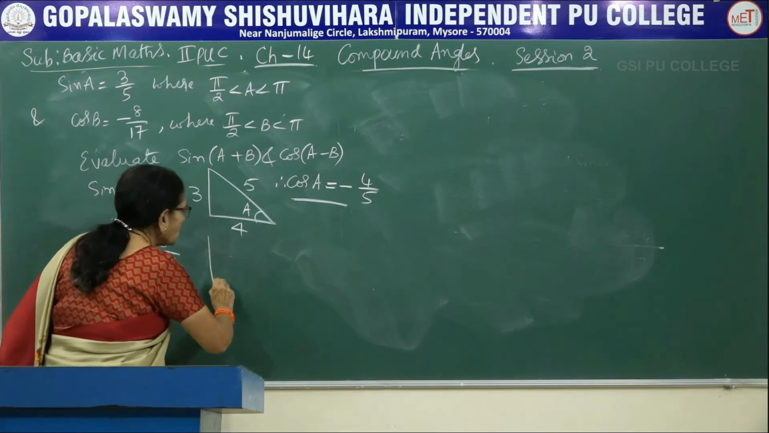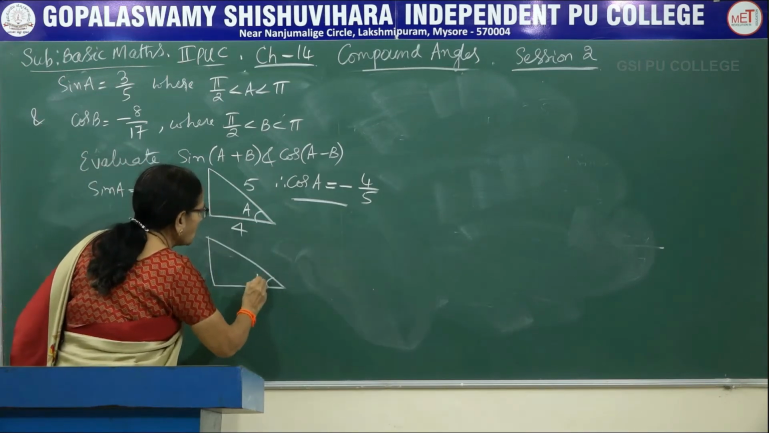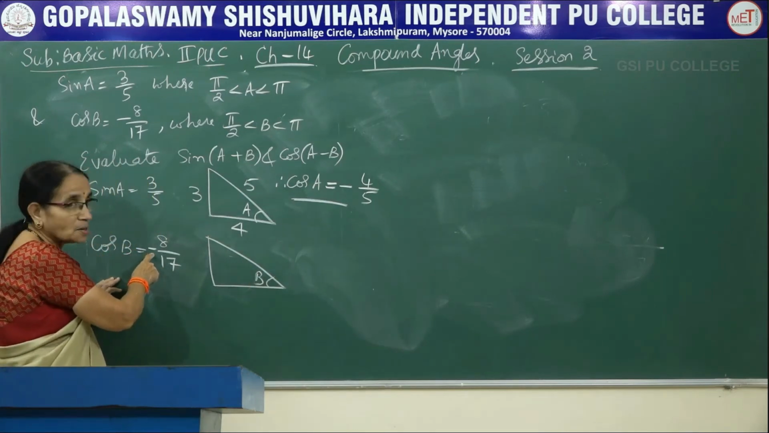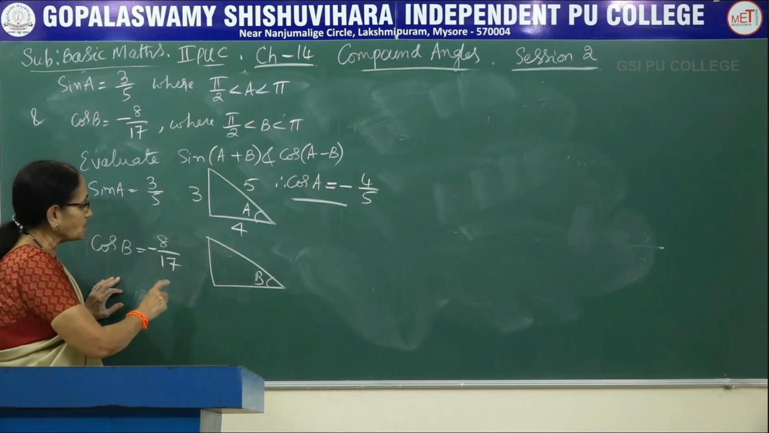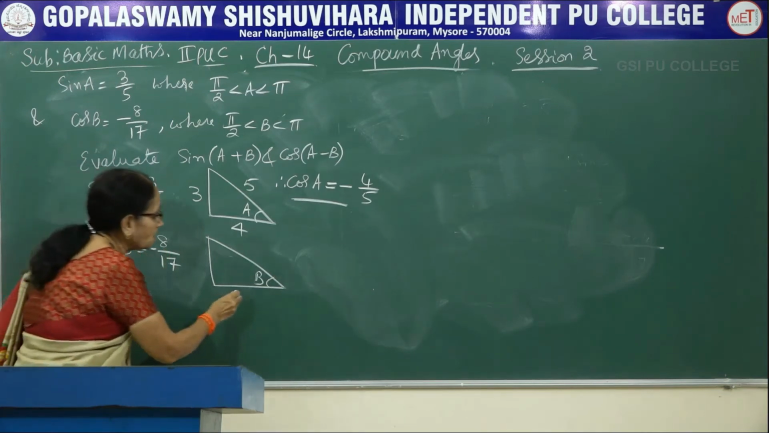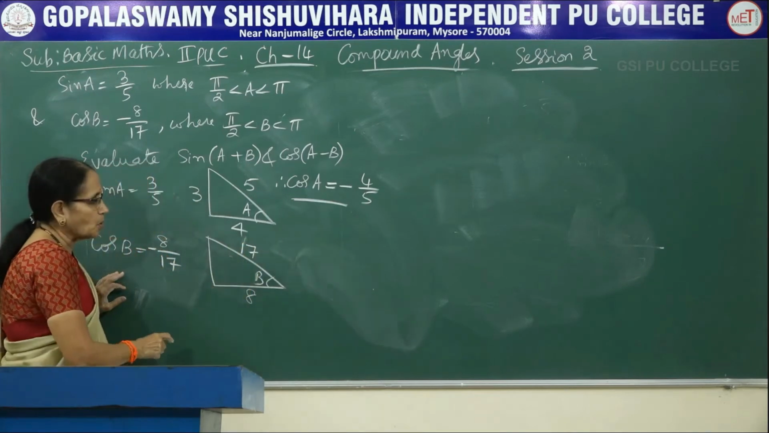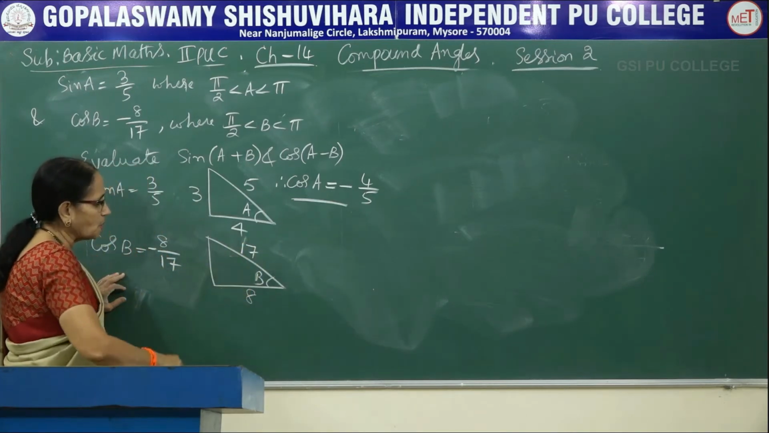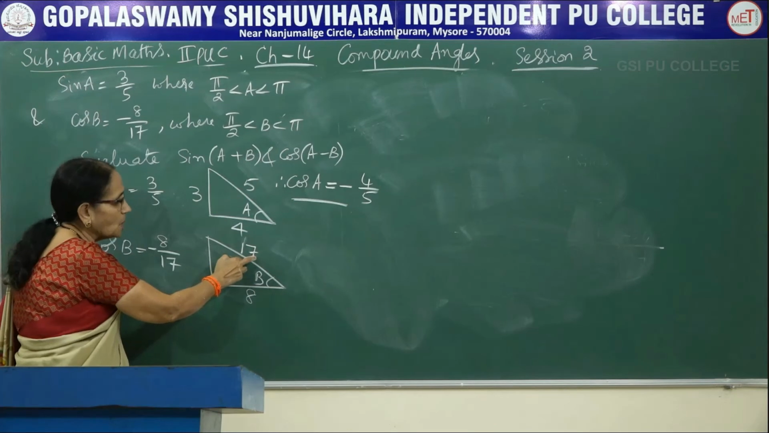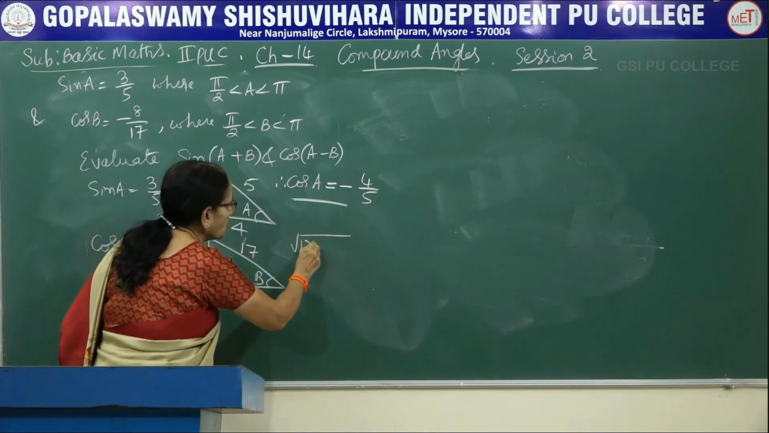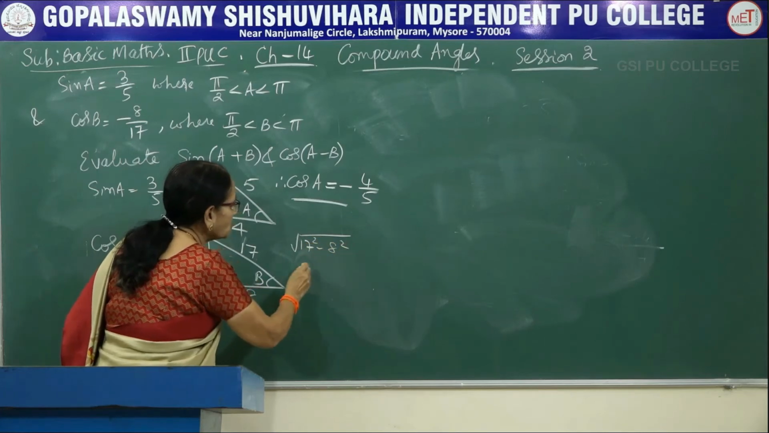Here also write the diagram, mark the angle as B. Now here only I am telling you, the sign is given, don't in the figure don't ever write the sign. How do you write cos? Adjacent over the hypotenuse. Now here the numbers are different. See, root of 17 square minus 8 square to get the opposite side. 17 square minus 8 square.